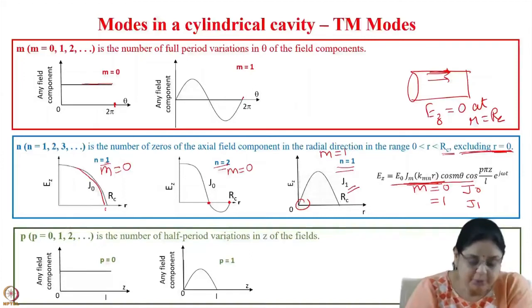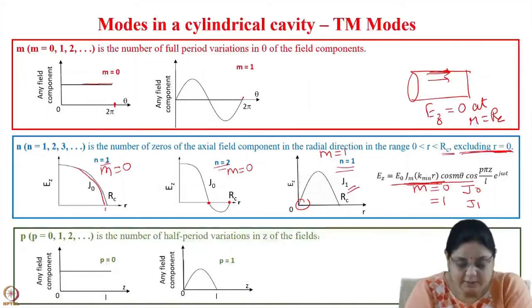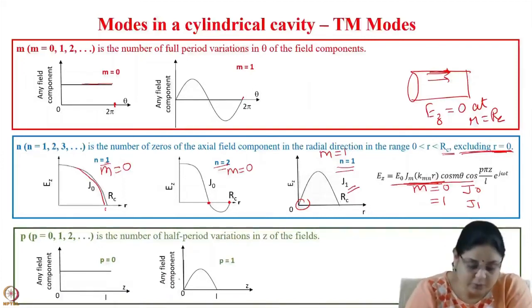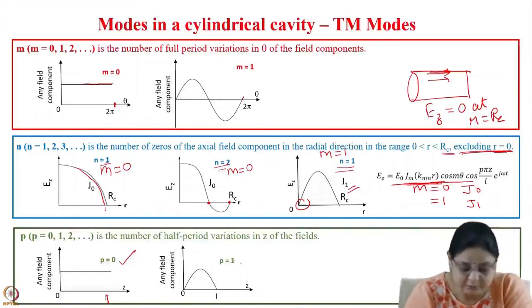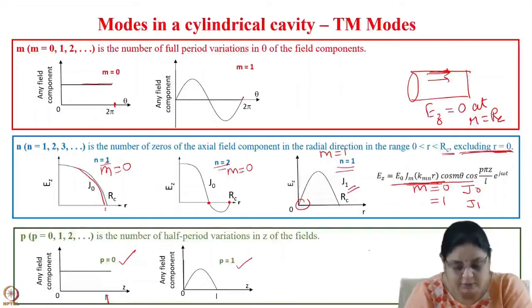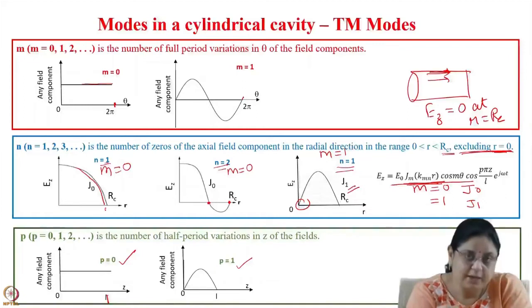P is the number of half period variations in the Z direction of the field. You take again any field component and you see the variation in the Z direction from 0 to L. If there is no variation, P is equal to 0. If there is one half period variation, P is equal to 1, and so on. For seeing the values of M and P, we can use any field component. However, for seeing the value of N, we have to see the EZ component of the field only.